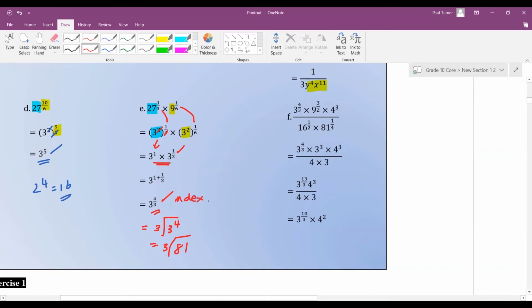That's index form because we have a power. Call that radical form, I guess. Radical or surd form, radical. Radical means it's got a root sign in it. It could be cube root, could be square root, something like that. That's radical form there.